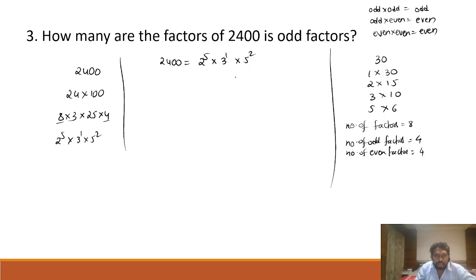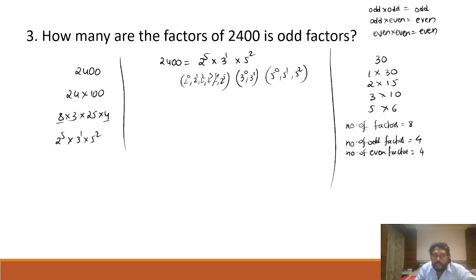So if you observe, 2 power 5. So how you write 2 power 5 when you are writing the factors? It would be 2 power 0, 2 power 1, 2 square, 2 cube, 2 power 4, and 2 power 5. 3 power 1 will be 3 power 0, comma 3 power 1. 5 square will be 5 power 0, 5 power 1, 5 square.